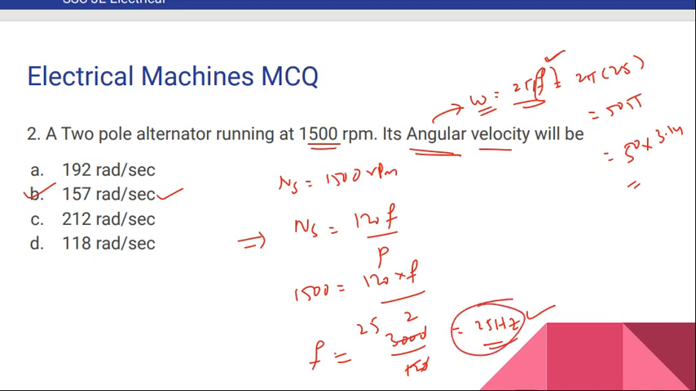At 25 Hz, this is the frequency. So how can we calculate the angular velocity? Just substitute here, you will get the angular velocity. Like this we can calculate.